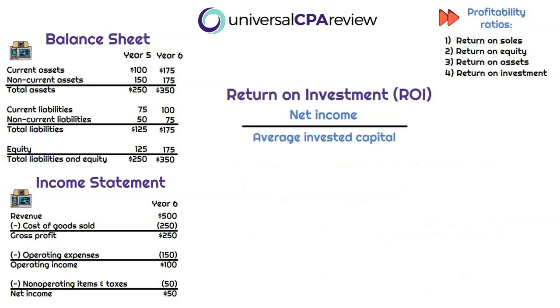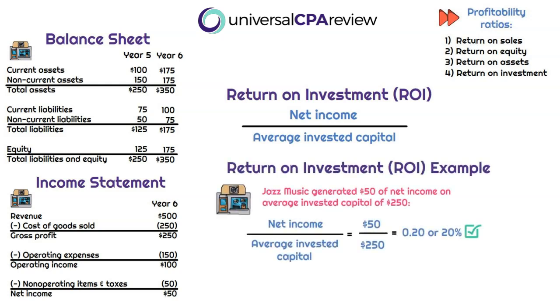And then the final ratio that we need to talk about is the return on investment. That is better known as ROI. You've probably heard of it before. And basically that is net income divided by average invested capital. Right, so this one's a little bit trickier. What is exactly average invested capital? Well, it could be a number of things. They'll typically tell you, but it could be net book value, equity, right? It just depends. But let's go ahead and look at an example.